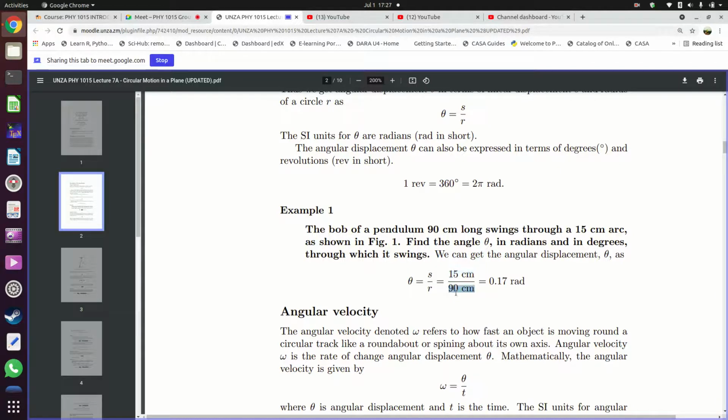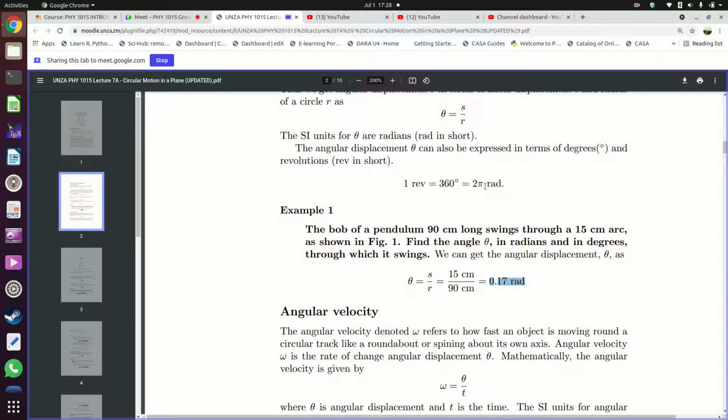So in this case, it's really pointless trying to change into meters. You can do that, but the answer is still going to be the same, because you're going to cancel out whatever units you have. Then you're going to end up with 0.17 radians. So this is going to be your angular displacement. Very small, 0.17 radians. So this is the angular displacement in radians.